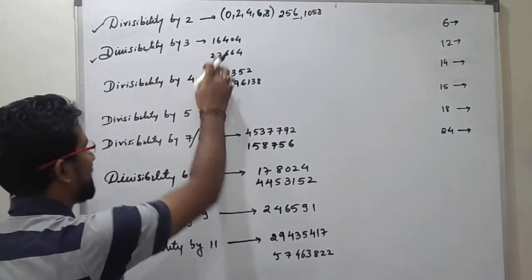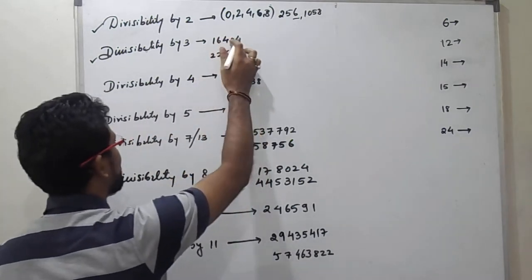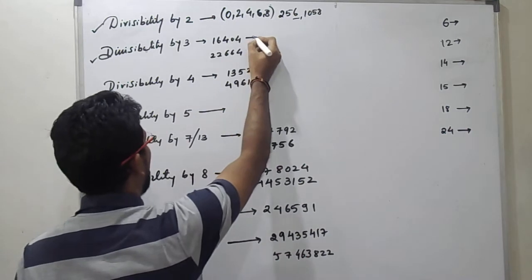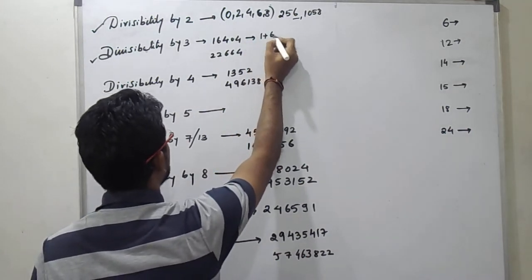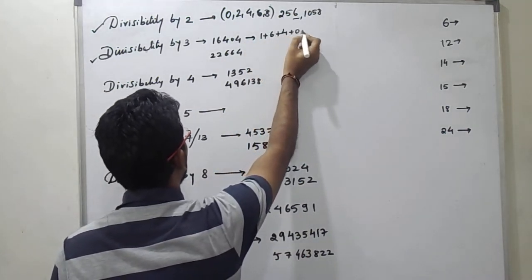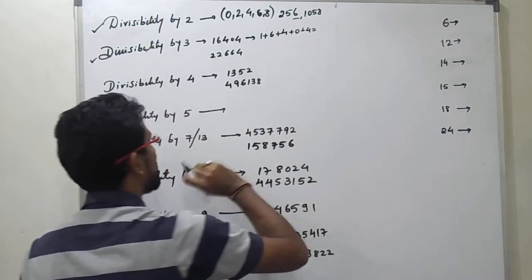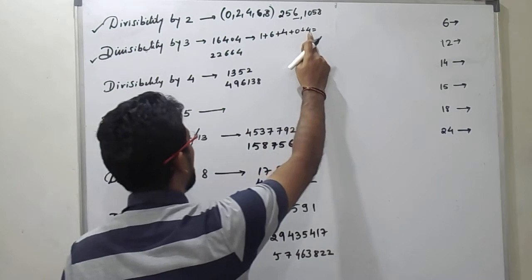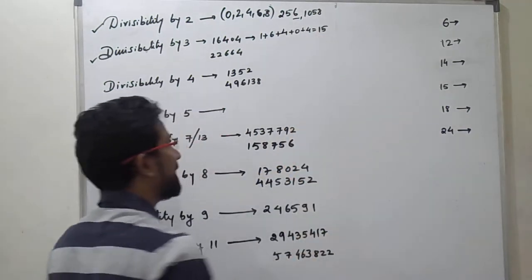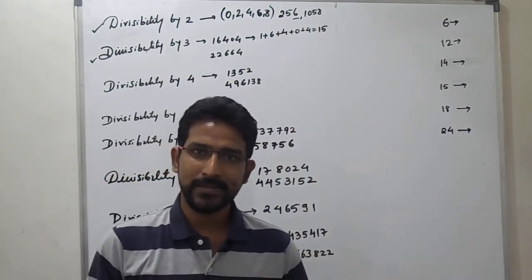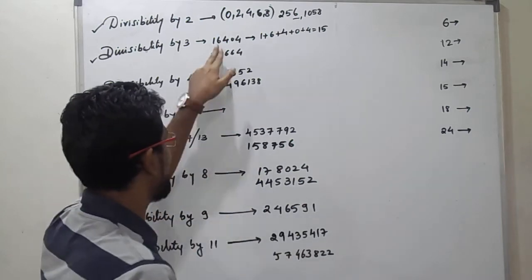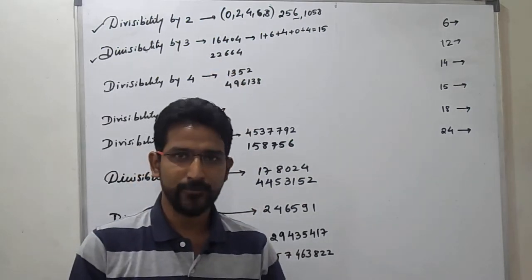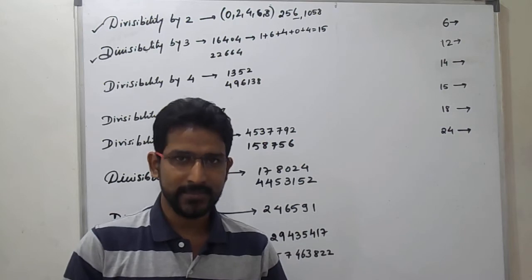For example, if I say 16404, I'll add all the digits: 1 plus 6 plus 4 plus 0 plus 4. 1 plus 6 is 7, plus 4 is 11, plus 4 is 15, and 15 is divisible by 3, so therefore 16404 will also be divisible by 3.